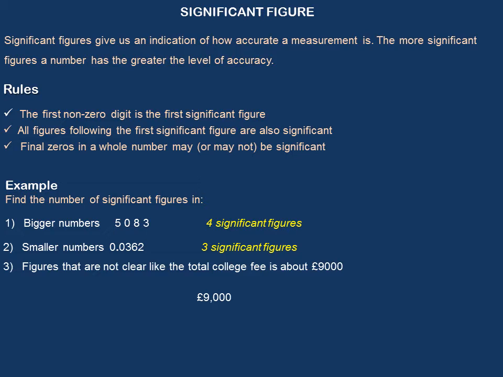And now another one, which is a college fee, which is something not too clear: 9,000. What does it mean? Significant figures that are not clear, like the college fee is about 9,000. So 9 is the only significant figure and the rest of the zeros are not. Therefore, there is only one significant figure, that is 9.